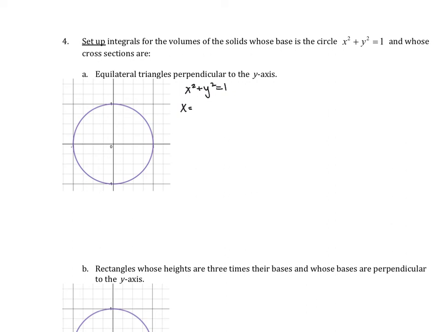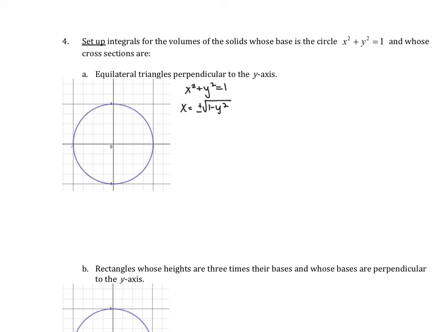So solving this, I would get x equals plus or minus the square root of 1 minus y squared. Looking at that, x equals plus or minus the square root of 1 minus y squared, I would have a positive square root of 1 minus y squared here and a negative one here.